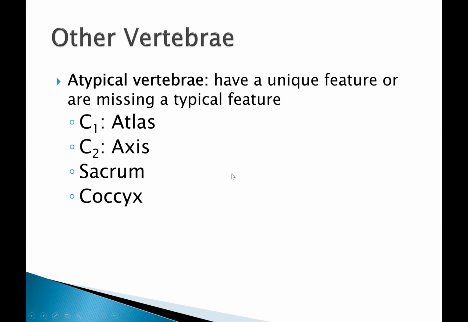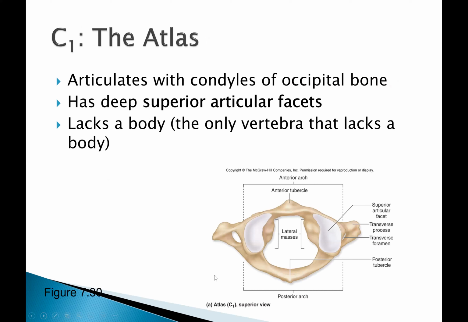And then you have 4 atypical, non-typical vertebrae. You have C1, which we call the atlas, C2, which we call the axis, the sacrum, and the coccyx. So the atlas is C1. On the test, you can either write C1 or you can write atlas. Same thing.